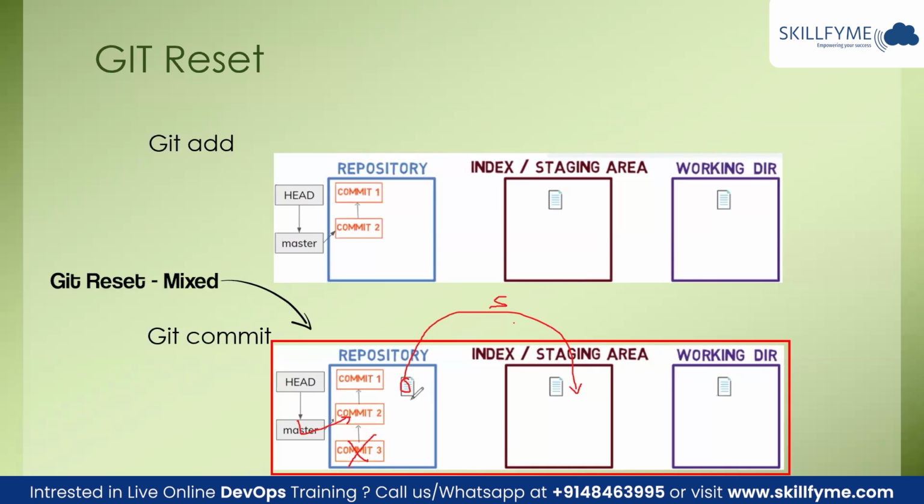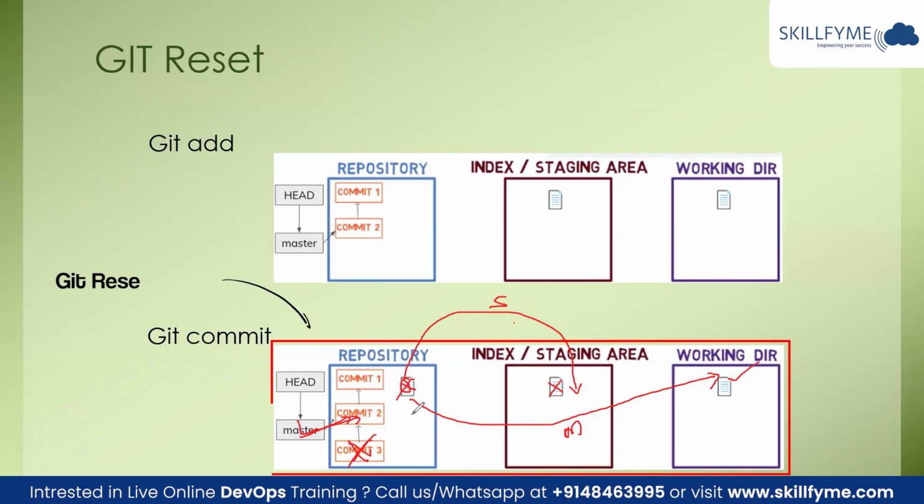If your intention is to take the changes back to the working directory, you can use the Git reset mixed option. When I say Git reset mixed, it will move the head pointer back to the previous commit point by removing the current commit, and the file you maintained in that Git repository will be removed from the repository. There won't be anything in the staging area, but the file will be available in the working directory.